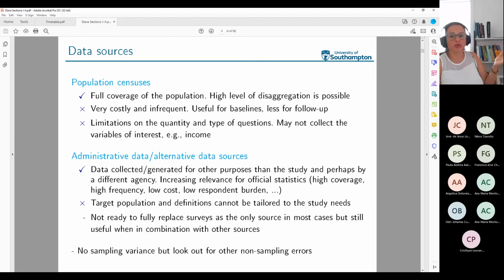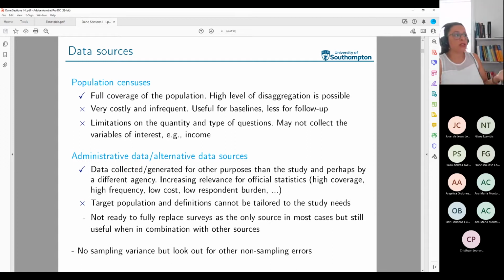So it's similar to administrative data in the sense that it is data that has been collected for other purposes. You may be able to extract some information from that, but you're not going to be able to obtain income from remote sensing data. You may get things that are correlated with income, but you're not going to get income. So you cannot necessarily collect everything that you need from this type of data source. They cannot be tailored to the needs of your particular study.